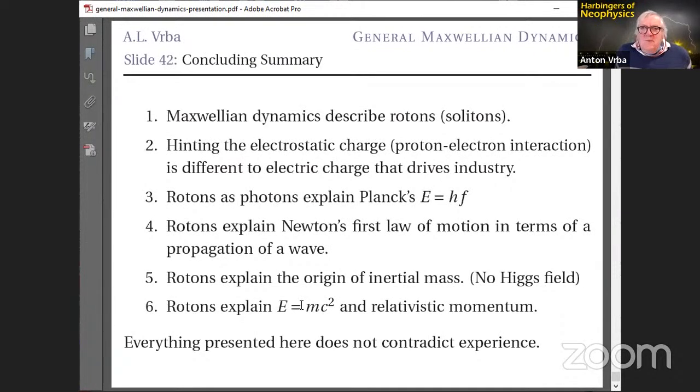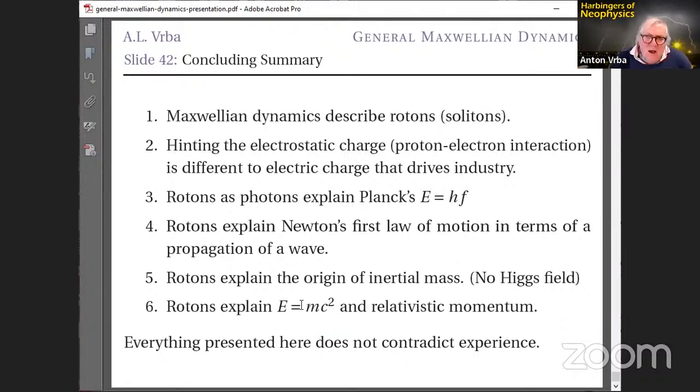But basically, my concluding summary: Maxwellian dynamics describe photons, or rather solitons. I'm hinting that the electrostatic charge, that means the proton-electron interaction, is different to the electric charge that drives industry. Rotons as photons explains Planck's E equals hf. Rotons explain Newton's first law of motion in terms of a propagation of a wave.